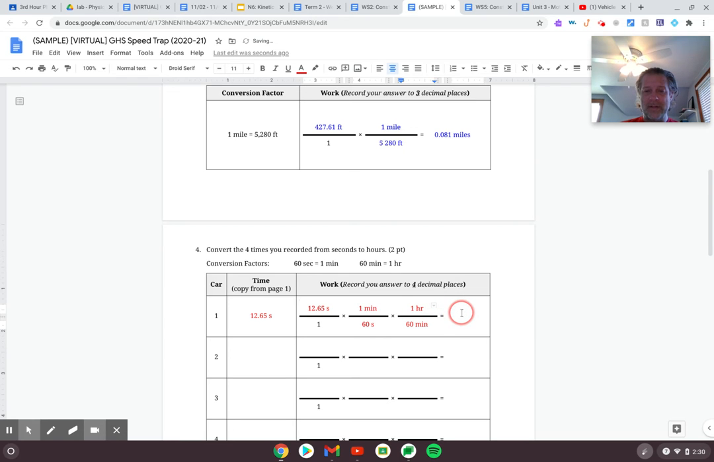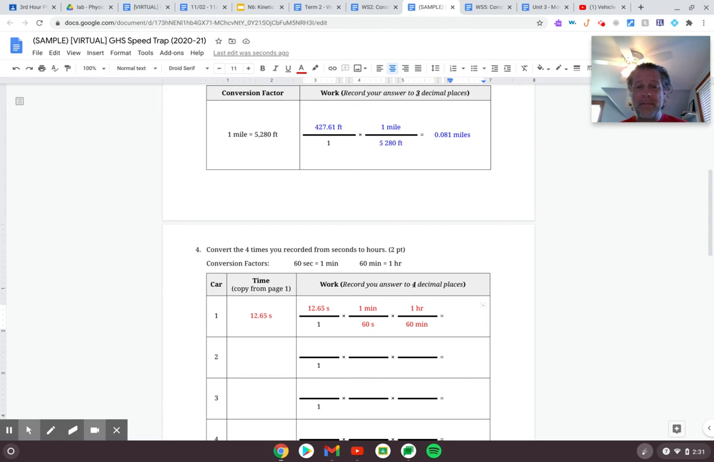So when I plug this into my calculator, I'm going to take 12.65 times 1 and get an answer. And then I'm going to divide it by 60 and divide it by 60 again. And so 12.65 times 1 times 1 divided by 60, divided by 60.